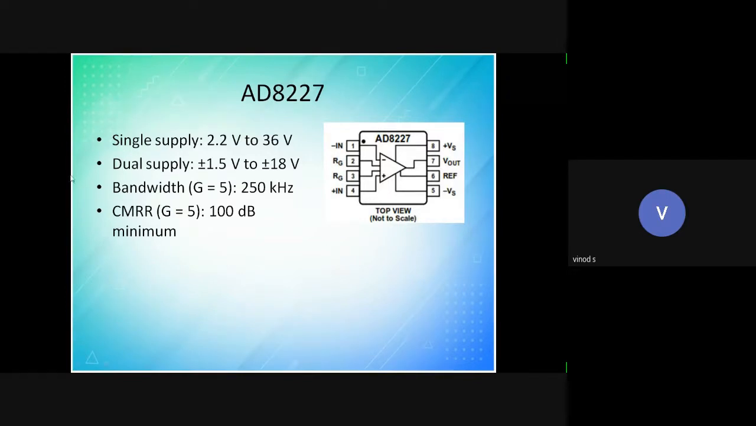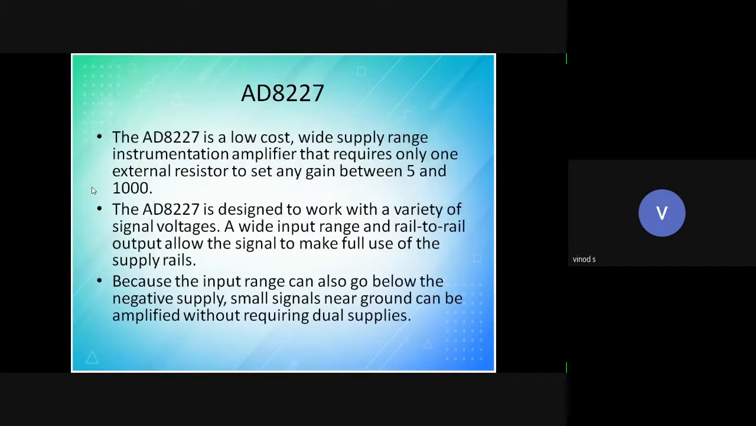See, if you give 2.2, internally the minimum divided supply is 1.5 volt to 18, that is plus or minus. See the difference between the two. This is what you give as an input, this is what it can produce. Then bandwidth is around 250 megahertz, and CMRR is less than 100 decibel minimum. So this is about this particular AD8227.